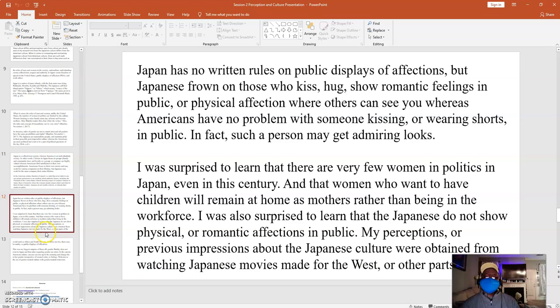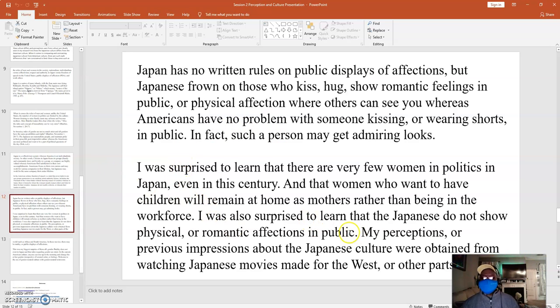All right. Japan has no written rules regarding display of affection, but Japanese frown on those who kiss in public or who hug each other, show romantic feelings in public, or physical affection where others can see you. Whereas in America, no problem whatsoever. You can kiss anywhere, you can hug anybody, anywhere. You can wear shorts, you can jog almost naked, but in Japan it's not like that. In America, you wear shorts, people admire you, everybody looking at you without judgment. But in Japan, the looking is they're really trying to judge you because you don't dress appropriately.